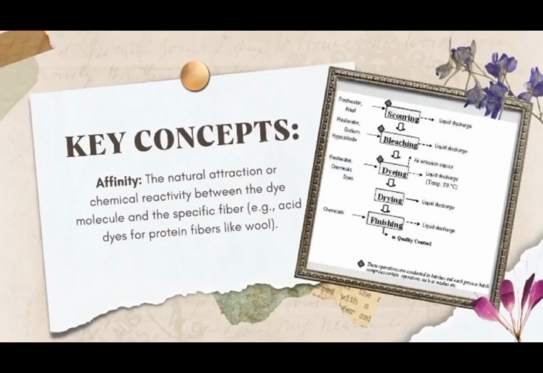So we have here the key concepts of dyeing. Affinity is the natural attraction or chemical reactivity between the dye molecule and the specific fiber. For example, acid dyes for protein fibers like wool. First we have scouring, then bleaching, then dyeing, finishing, drying, and quality control. Those are the basic steps of affinity as one of the methods of dyeing.